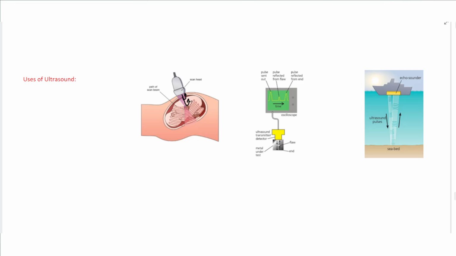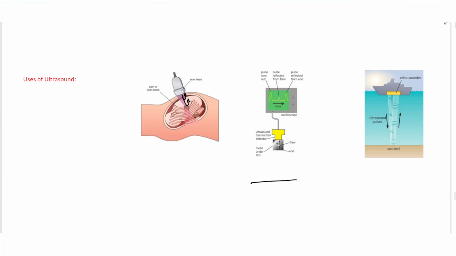So the longer time it takes for the sound to reflect, this means that the sound wave traveled a longer distance. And the detector in turn draws a diagram about the intensity and the depth of the tissue to form a two-dimensional image on a screen. You can also use ultrasound to detect bubbles in metal.